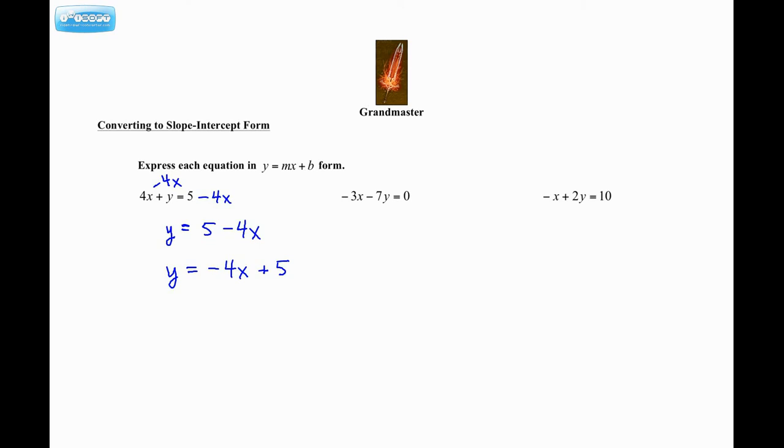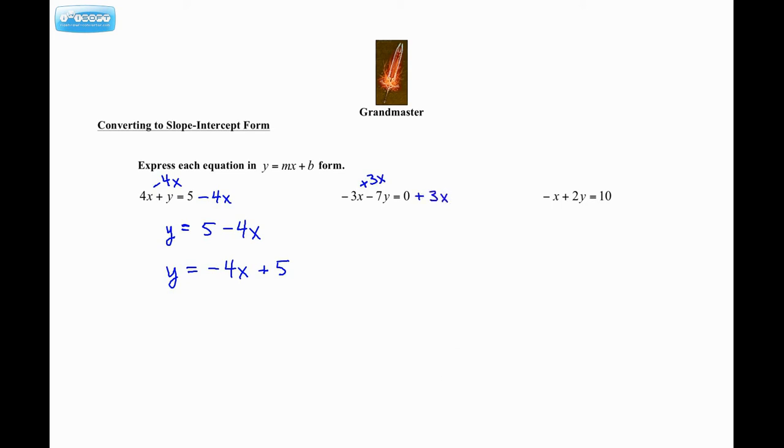Right, next, negative 3x minus 7y equals 0. If you want to express this in slope-intercept form, y equals mx plus b, we need to isolate the y. Not only do we have a negative 3x to contend with, we also have a factor of negative 7 multiplying this y. So let's deal with this one first. Negative 3x, I can take care of that by adding 3x to both sides.